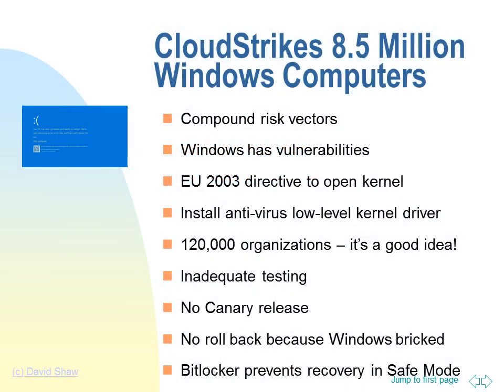The recent global IT meltdown on July 19th of 8.5 million Windows computers is another example of compound risk vectors. The root cause of this disaster is that in a 2003 settlement to increase competition, the EU forced Microsoft to open access to the kernel in its operating system. No other operating system has an open kernel.